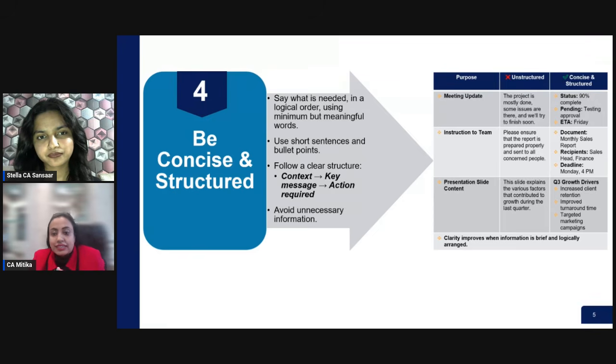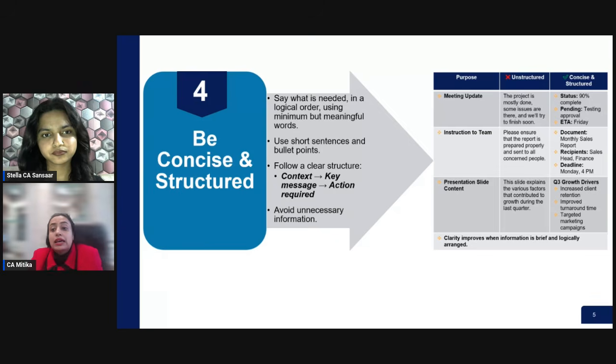Structured and concise. Now we are passing on an instruction to the team, and we say, "Please ensure that the report is prepared properly and sent to all concerned persons." Is it structured? No. How do we make it structured and concise? Again, we use bullet points: the document is the monthly sales report, the recipients are the sales head and the finance head, and the deadline is Monday 4 p.m. Now let's look at presentation slide content, which says, "The slide explains the factors that contributed to the growth of the last quarter." But which factors? What is the contribution? Nothing is specified.